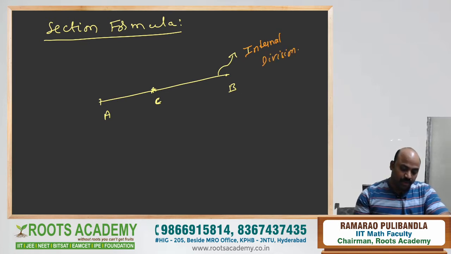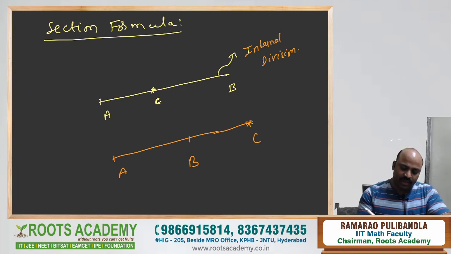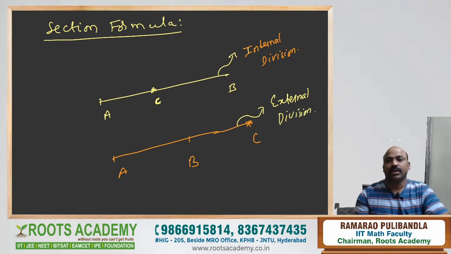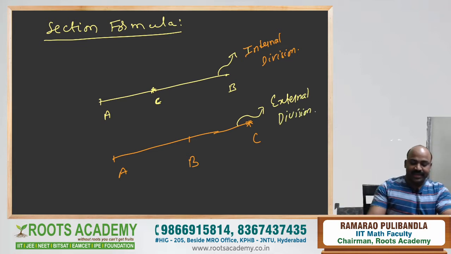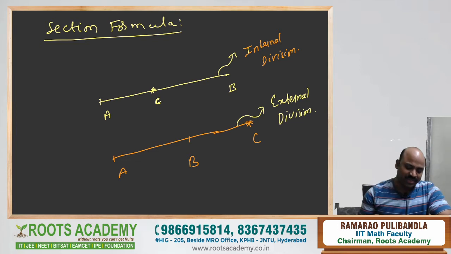Right. So the same AB is there here, but now point C is dividing outside of AB. This type of division we call external division. Right. So what is happening in case of internal division and external division, we'll see.